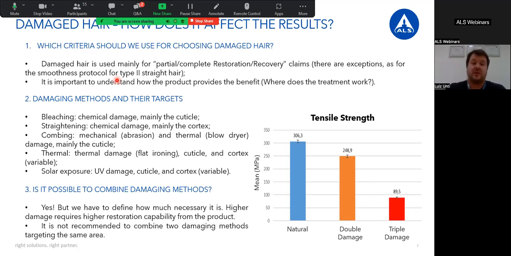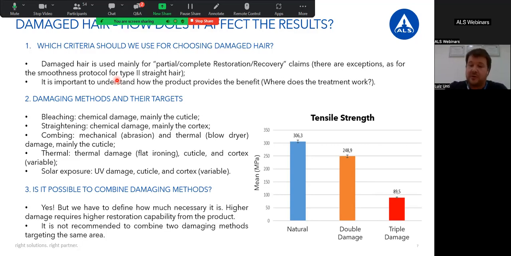A normal question that we receive is: is it possible to combine damaging methods to show a better restoration or a better recovery? So the answer is yes, but we have to define how much is necessary, because a higher damage will need a higher power of restoration. This is the main problem, because if we combine two or three methods, we can damage the hair beyond a point that we can recover.